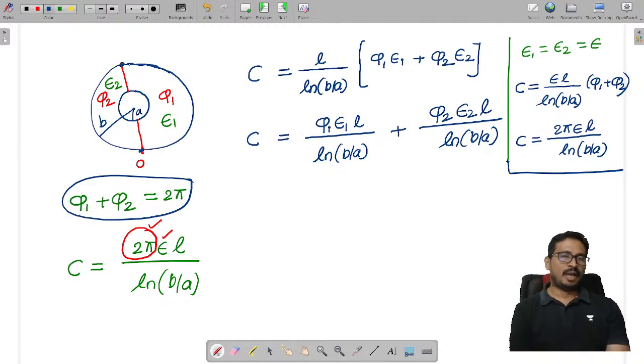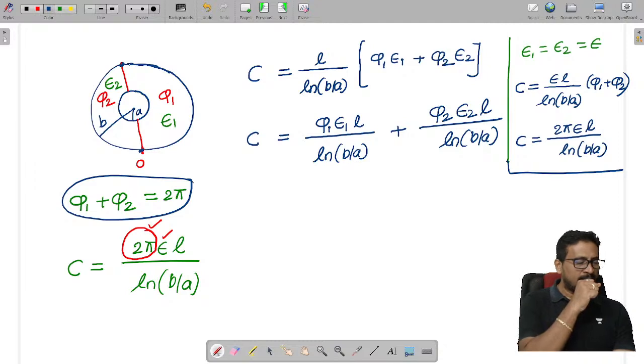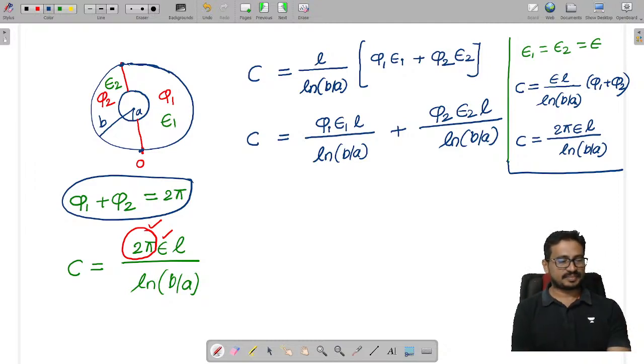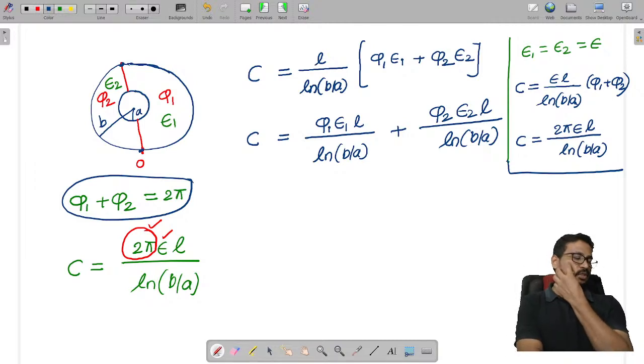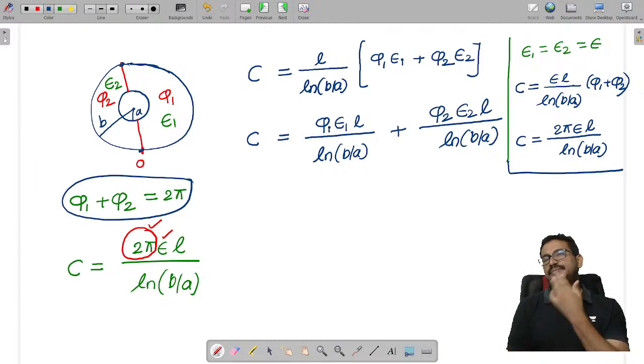Now you tell me, what type of connection is this here? What type of connection is this?